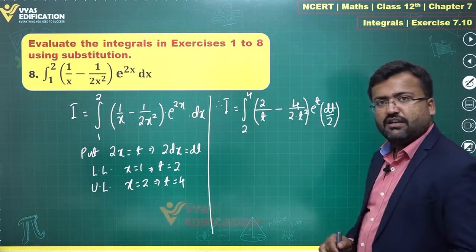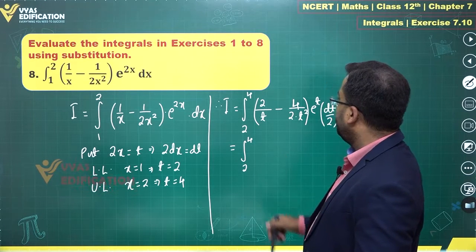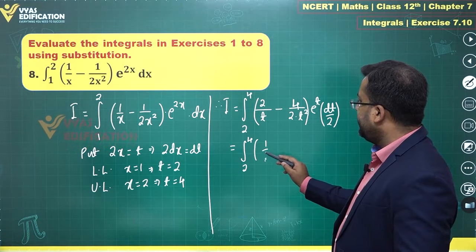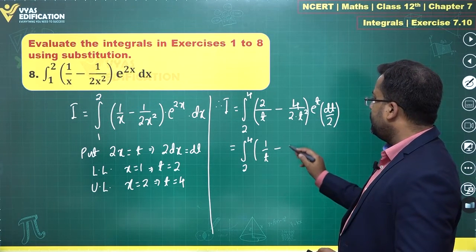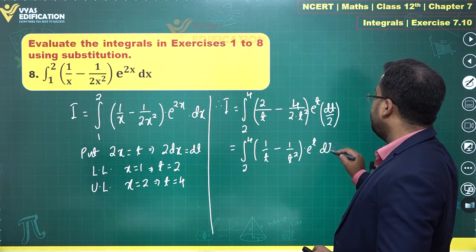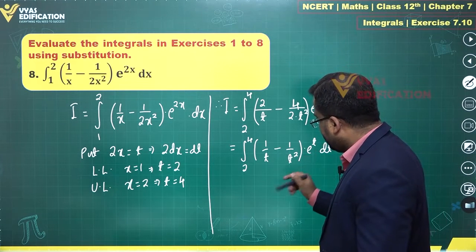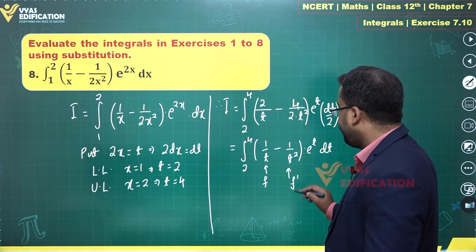This is what you will see, right? Yes. So integral from 2 to 4, and if you observe, this 2 will cancel this 2. This is 1 by t minus this 4 becomes a 2. This will cancel with this 2. This becomes 1 by t square, and there is an e power t dt with this. If you observe, with e power t you have a function and its derivative.